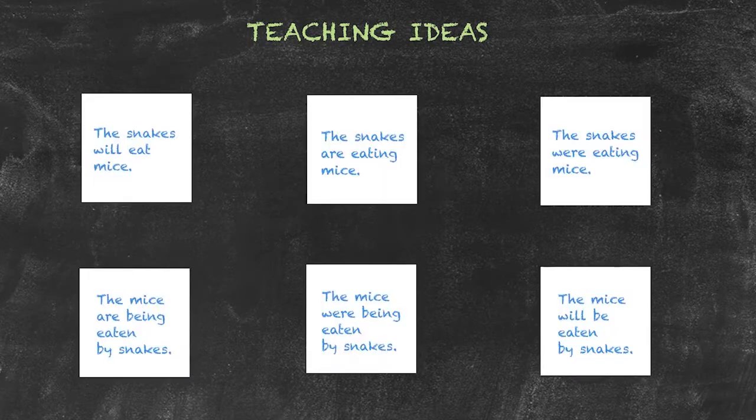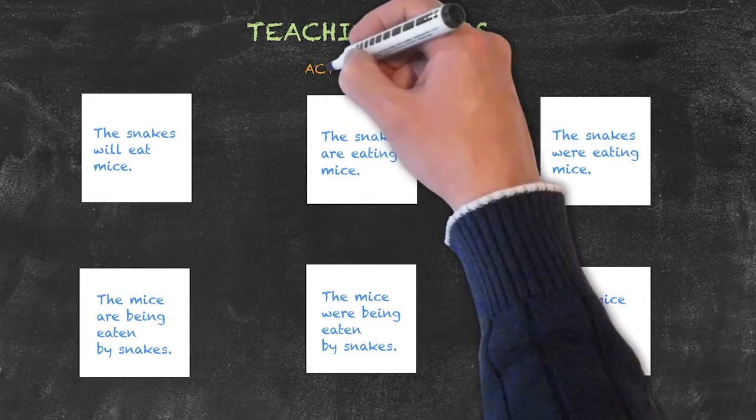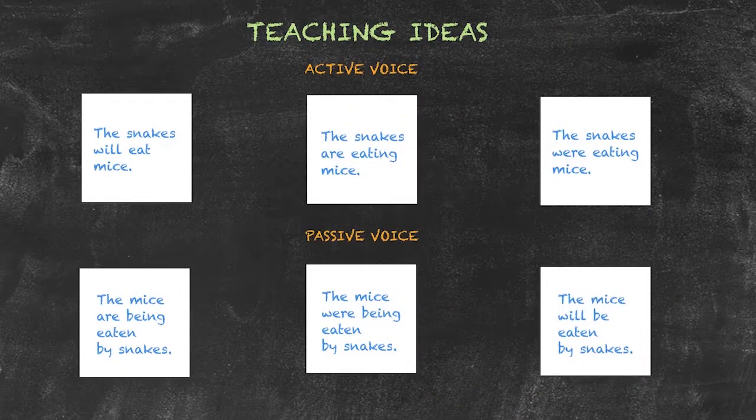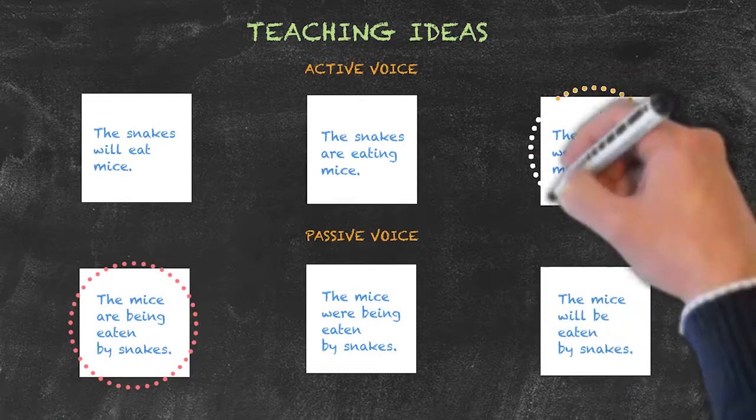A teaching idea for the passive voice could be something such as a Pelmanism or matching game. Here we have different sentences, half of which are written in the active voice and the other half in the passive voice. The idea is for students to turn one of each over and identify whether or not they match each other. The cards will all be face down, and a student might turn over, "The mice are being eaten by snakes," and "The snakes were eating mice."